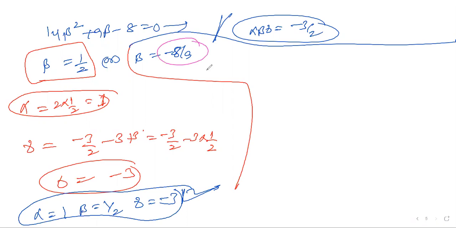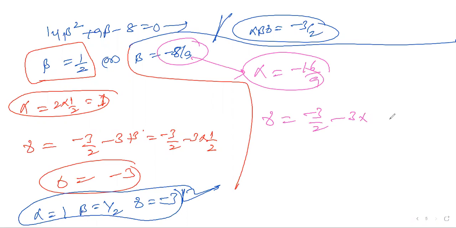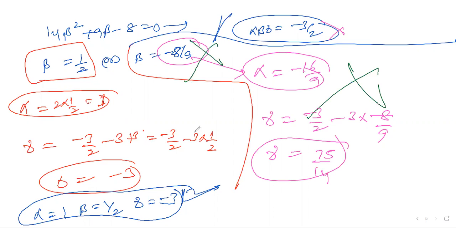For the second condition, beta is equal to minus 8 by 9. So alpha is equal to minus 16 by 9 because it is double of this. Gamma is equal to minus 3 by 2 minus 3 into beta, beta is minus 8 by 9. After you simplify, you are going to get gamma is equal to 75 by 14. If you multiply gamma, alpha, beta, you are not supposed to get 3 by 2. These roots are not correct. This answer is not valid. This answer is going to be finalized. Clear? So this is the way you have to use the condition and try to go back and find it out.